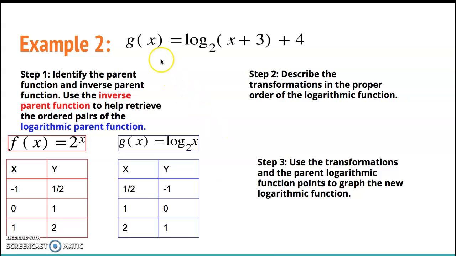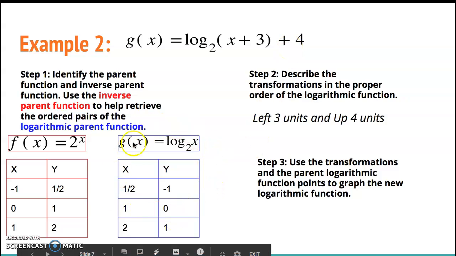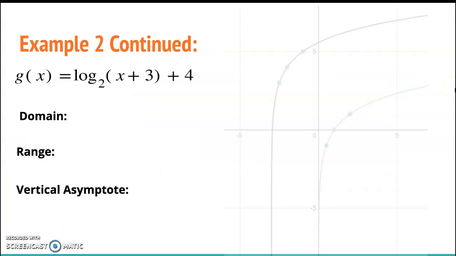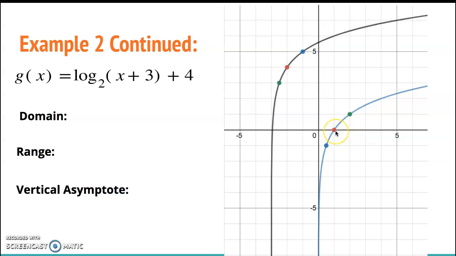Looking at the graph that we're trying to graph here, we want to figure out what's happening transformationally. This plus 3 is going to move your graph 3 units left, and the plus 4 moves it up 4 units. So if we use our logarithmic parent function, the ordered pairs in blue here, and the way that we need to transform our logarithmic graph, we can obtain our new transformed graph. If we take the point (1, 0) on our parent function and we move left 3 units and up 4, we are now sitting at the ordered pair (-2, 4).